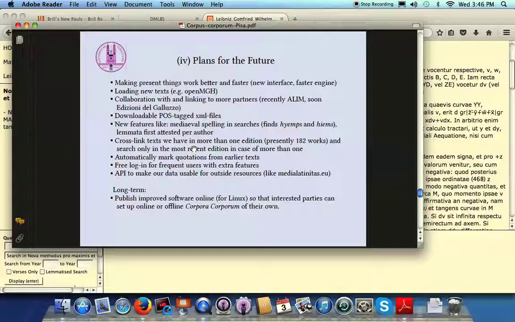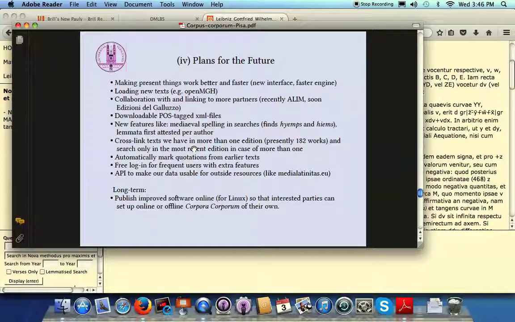In the long term, our plan would be to publish our software on something like GitHub so that interested parties, also universities, could set up their own online or offline corpus. The software works only on Linux, of course; we won't develop Windows or Apple software. Also, the freely available TEI text will be made available as full corpus downloads, but this may be in the more distant future.